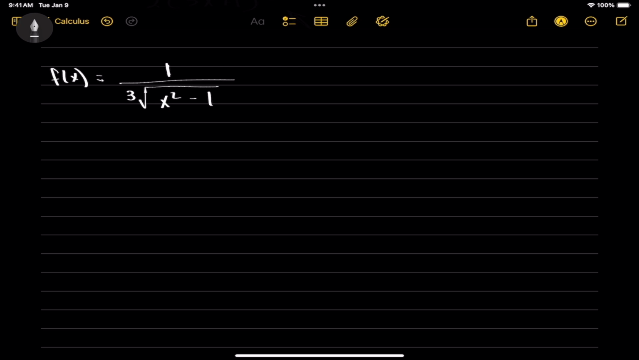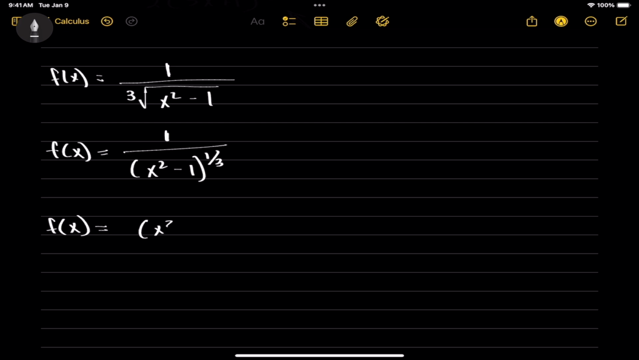What you could do is rewrite that radical symbol there as not half this time, but 1 over 3. So we're going to have f of x is equal to, I'm going to rewrite the bottom as x squared minus 1 to the power of 1 over 3. Okay, and then right below that 1. And now we can rewrite it with a negative exponent. So f of x is equal to, and again, you could use quotient rule if you want, but that's a longer version. We're going to have x squared minus 1 to the power of negative 1 over 3.